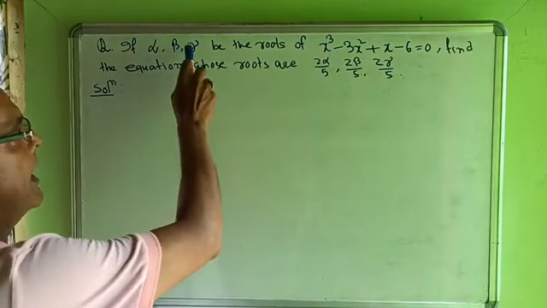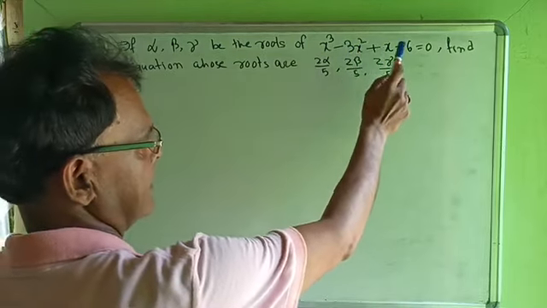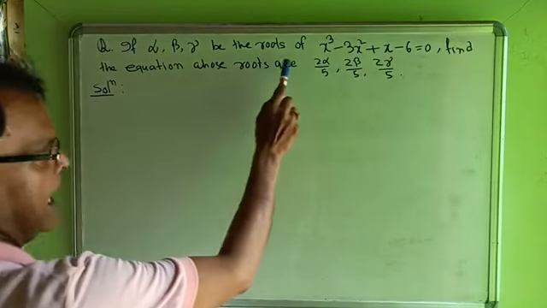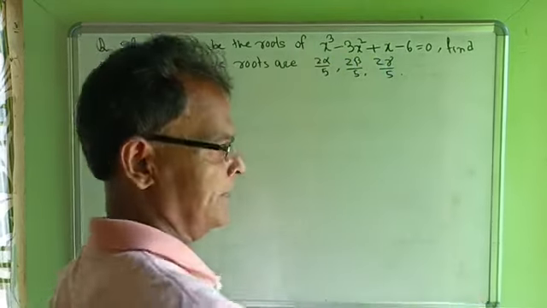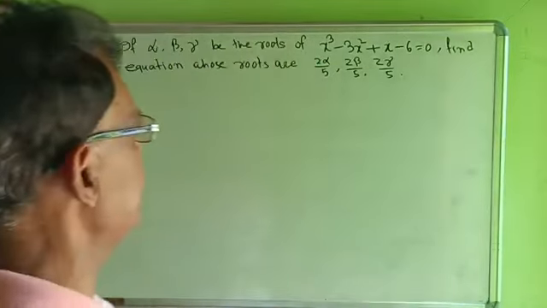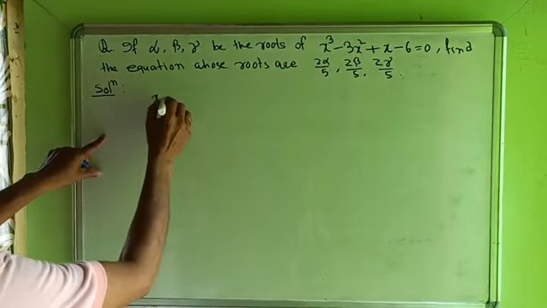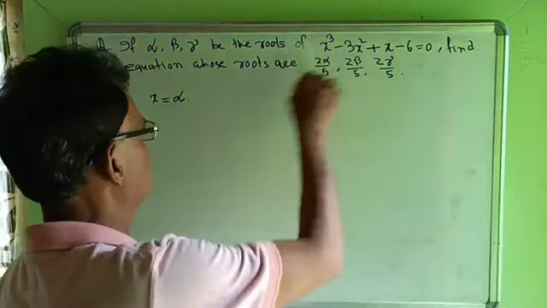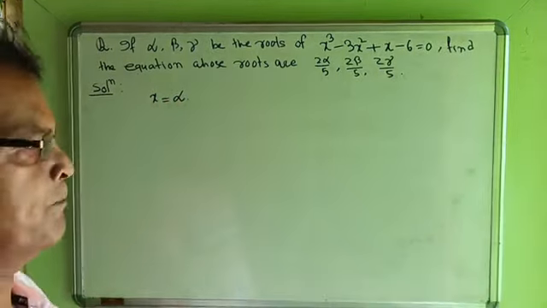If alpha, beta, gamma be the roots of x cube minus 3x square plus x minus 6 equal to 0, find the equation whose roots are 2 alpha by 5, 2 beta by 5, 2 gamma by 5. Now we have to find the equation whose roots are these. Given alpha, beta, gamma are the roots of this equation, that means x is equal to alpha, x is equal to beta, x is equal to gamma. We take only one root, x is equal to alpha.